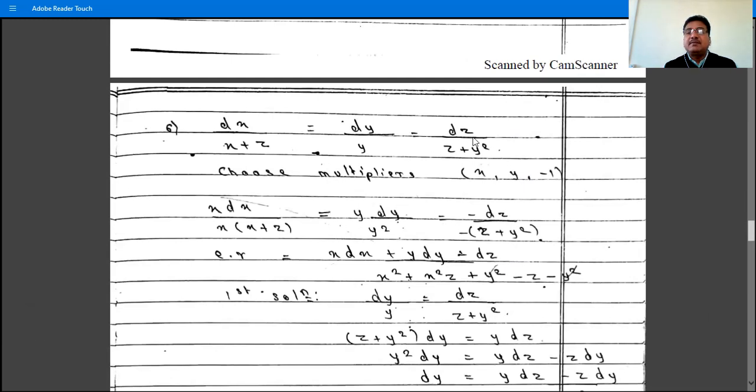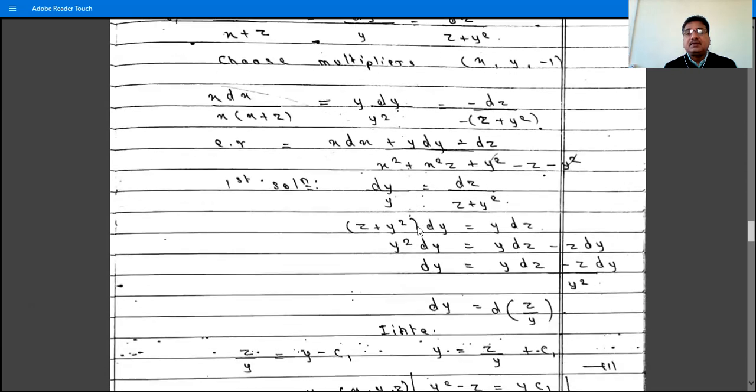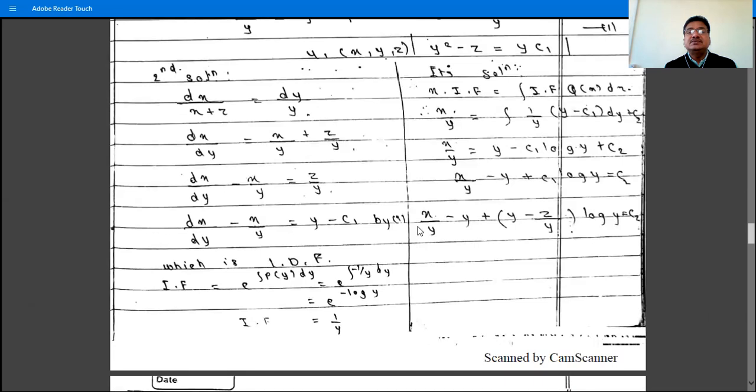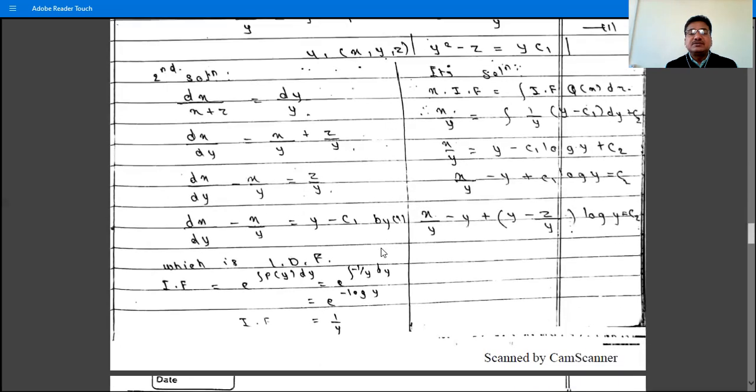Example number 6. Multipliers are x, y, minus 1. So we have the answer 0. And for the second solution, consider the first two ratios. Dx divided by x plus z divided by, and substitute z from this in terms of y. Substitute z in terms of y. So we have the second solution.